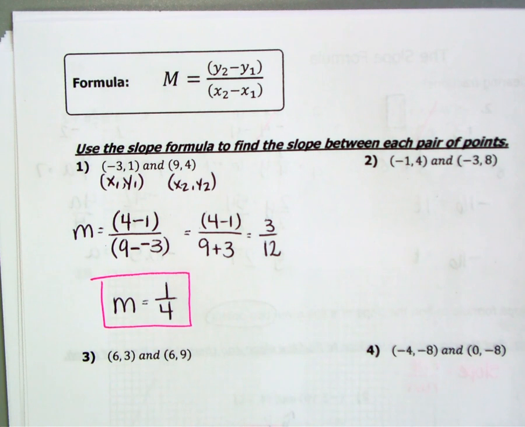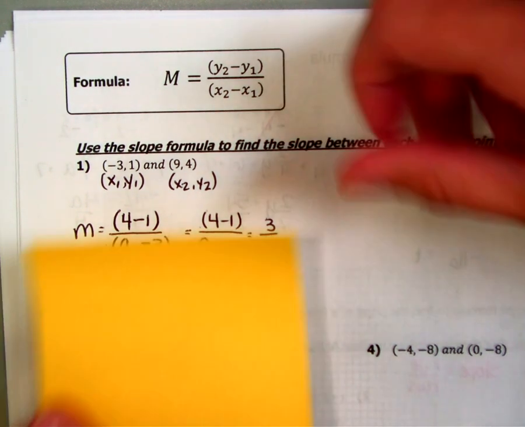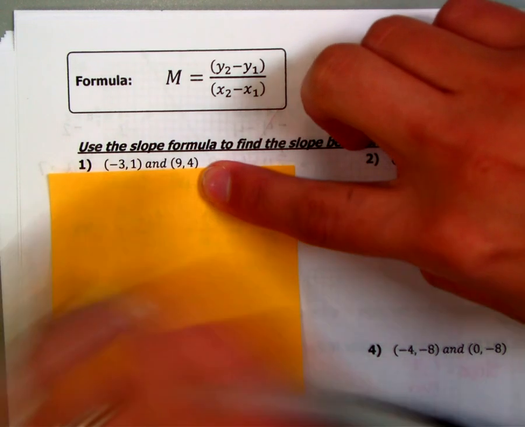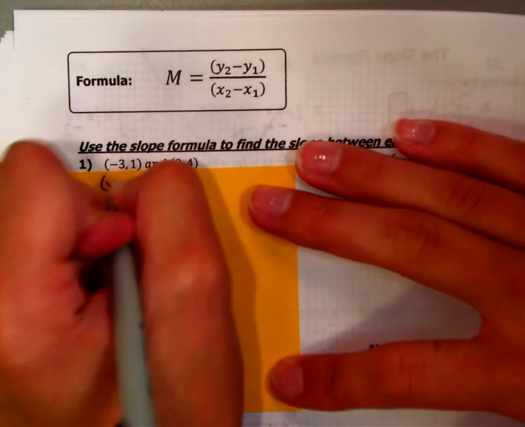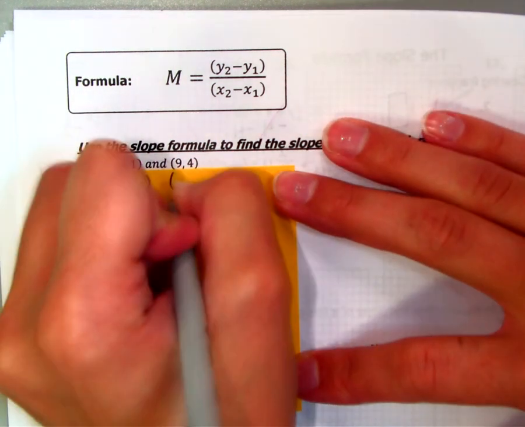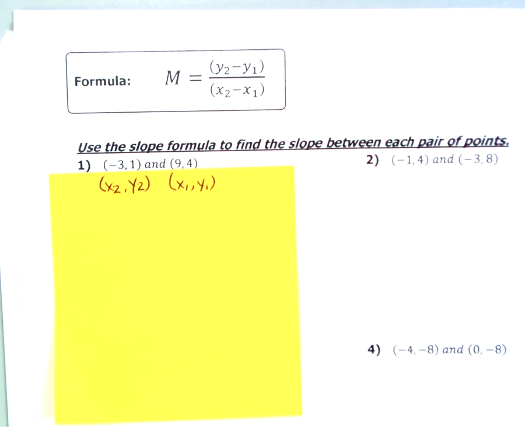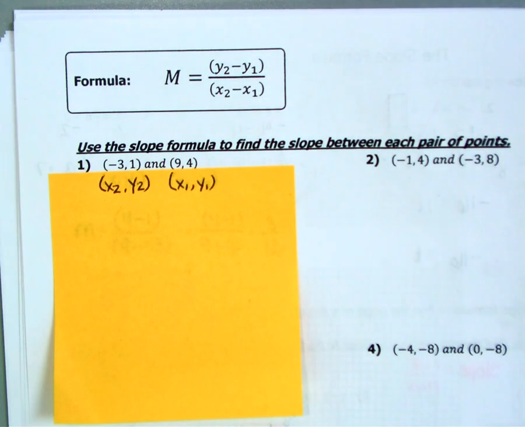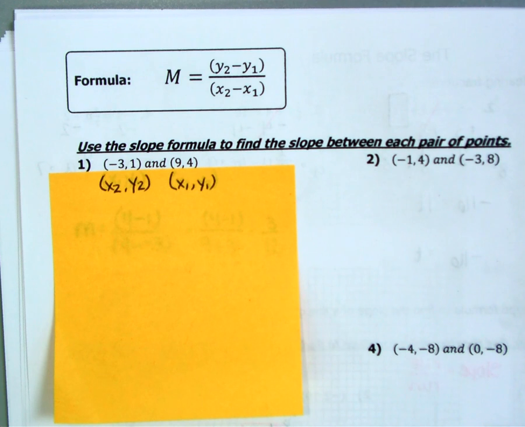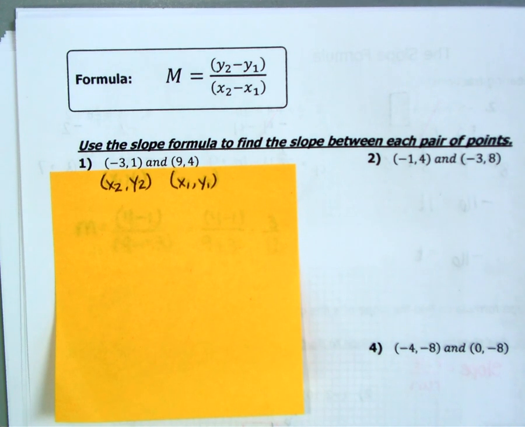What do you think would happen? You don't have to write this, but what do you think would happen if I said x2 is negative 3 and y2 is 1, and 9 and 4 were my x1 and y1? Don't write this, just let's talk about it. You think it would be different? No. So the same, what? Like the same answer, but we would get there differently? Yeah. Okay. So let's look.